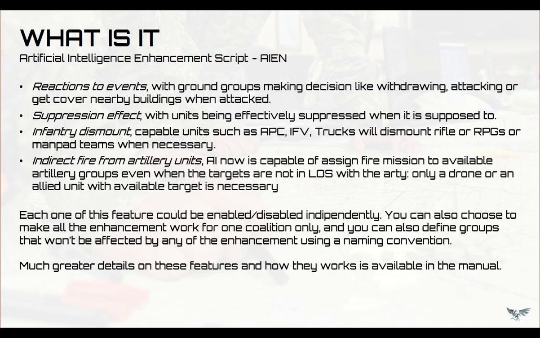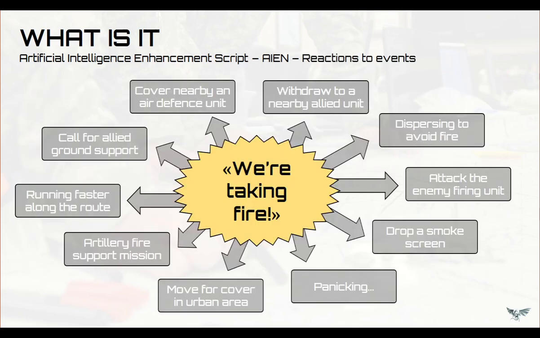Each one of these features can be enabled or disabled independently, so you can choose to have only one or two or three of them, and you can also choose to make them affect only one coalition, red or blue, or both of them. And also you can choose to exclude from this effect one or more particular groups by adding a naming tag convention to them. So you can tag the group name, adding the tag you choose in the script file, and this group will not be affected by any of these features of the enhanced AI.